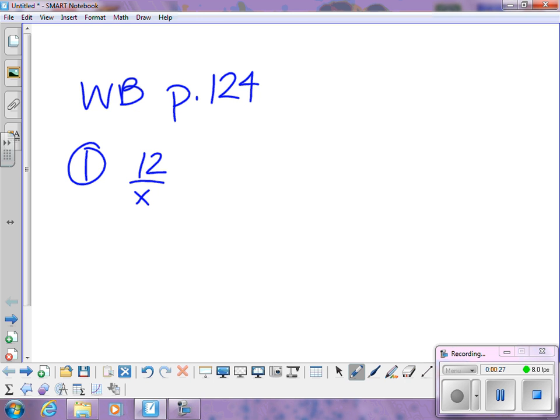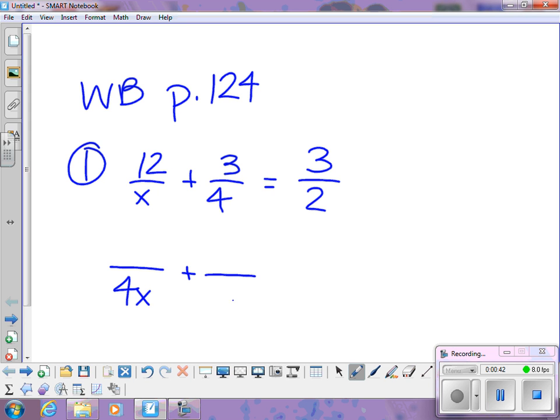12 divided by x plus 3 over 4 equals 3 over 2. What will be the smallest thing that those will go into? All of them. 4x. Good. Now, if you had made it 8x by multiplying all of them, that would work, but you would have to simplify in the last step, so why not just go ahead and make it 4x, right? All right, what do I multiply this by?